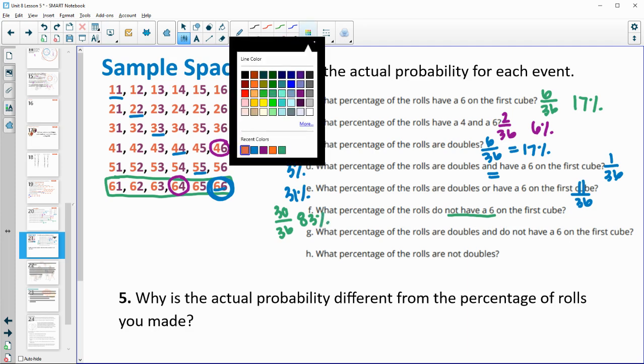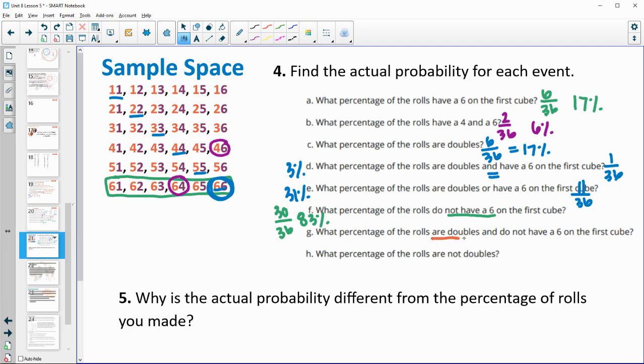What percentage of the rolls are doubles and do not have a 6? Okay, so doubles that don't have a 6. So here's all our doubles, and we want them to not have a 6 on the first. So that's 4 out of 36, or sorry, 5 out of 36. So 5 out of 36 is a 14% chance. And then what percentage of rolls are not doubles? Well, there were 6 doubles, so there's going to be 30 that are not doubles. And that's an 83% chance.